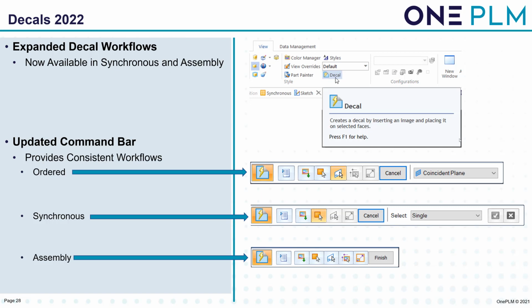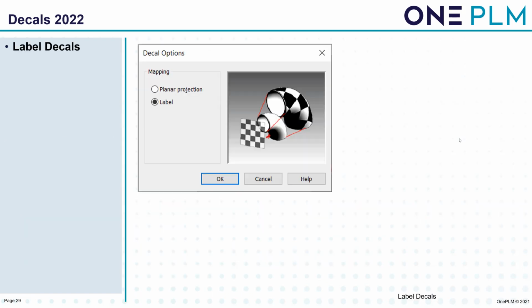So you can see we've got the slightly different command bar, but it's still pretty consistent. We've just got, obviously, that plane choice in ordered synchronous. We'll have already snapped to the plane, and in assembly we're just going to hover over a face, and then we've got the resize options. So very much the same with a few tiny little changes on those.